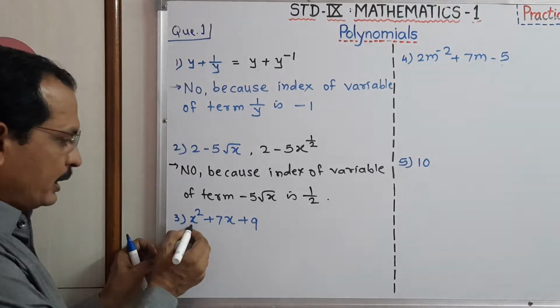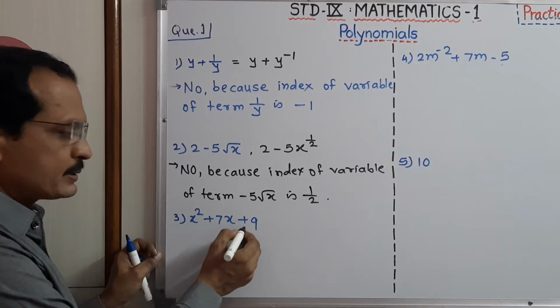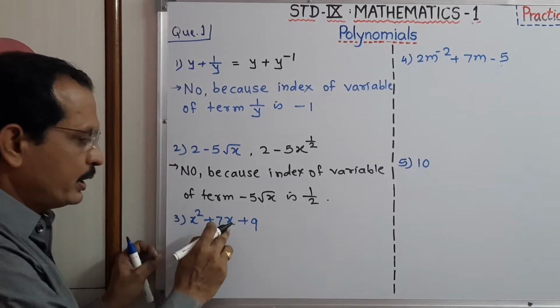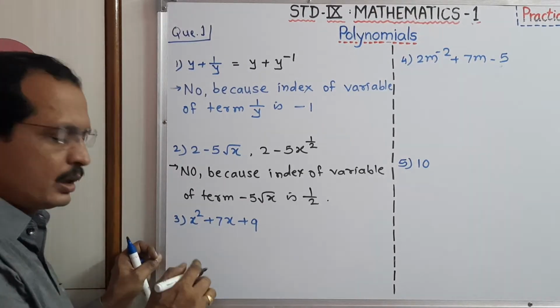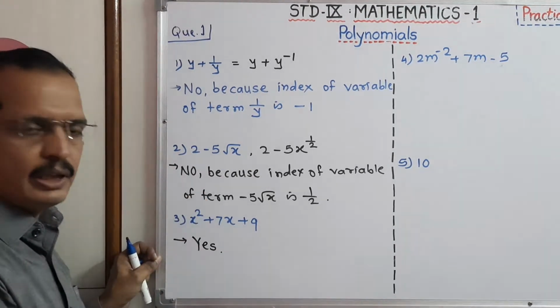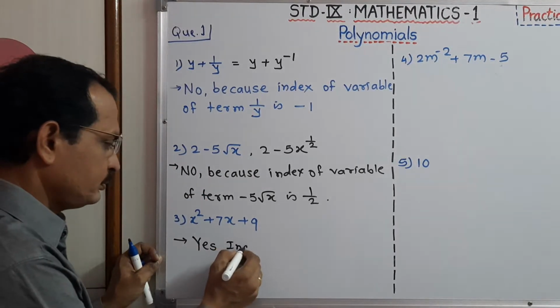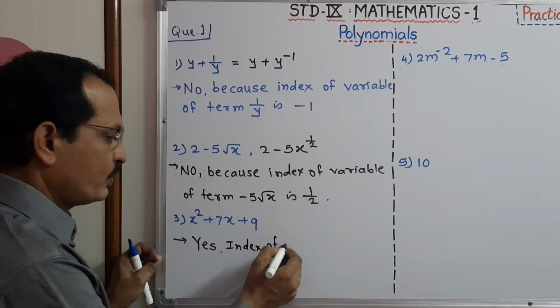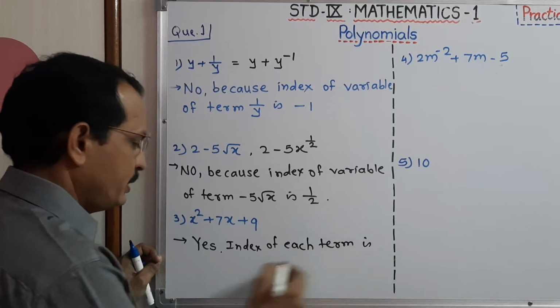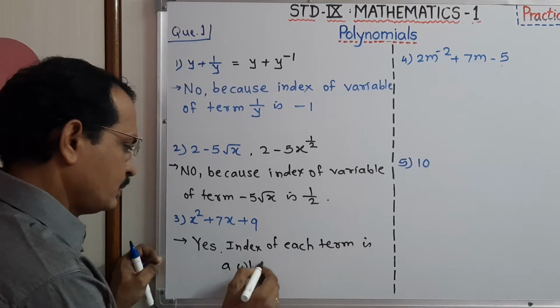Now see here, x square plus 7x plus 9. Dear student, index is 2, here index is 1, all of them are whole numbers, therefore we directly write here yes. That means index of each term is a whole number.